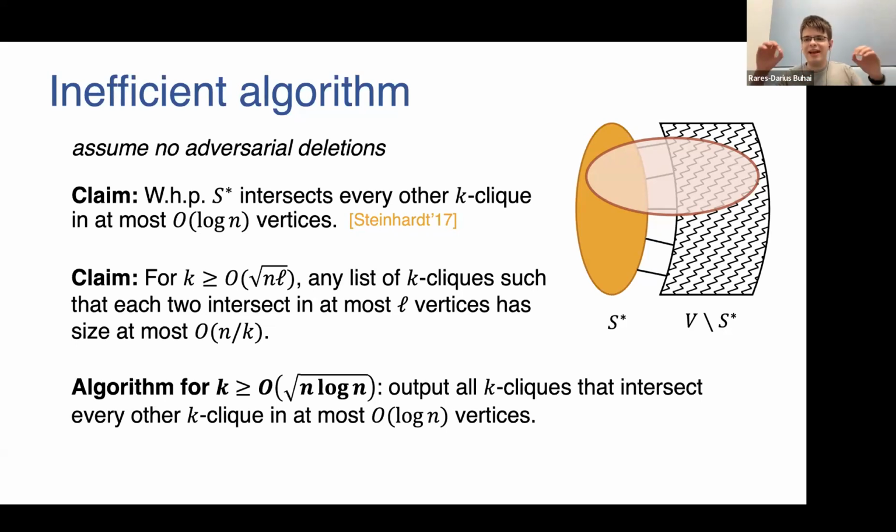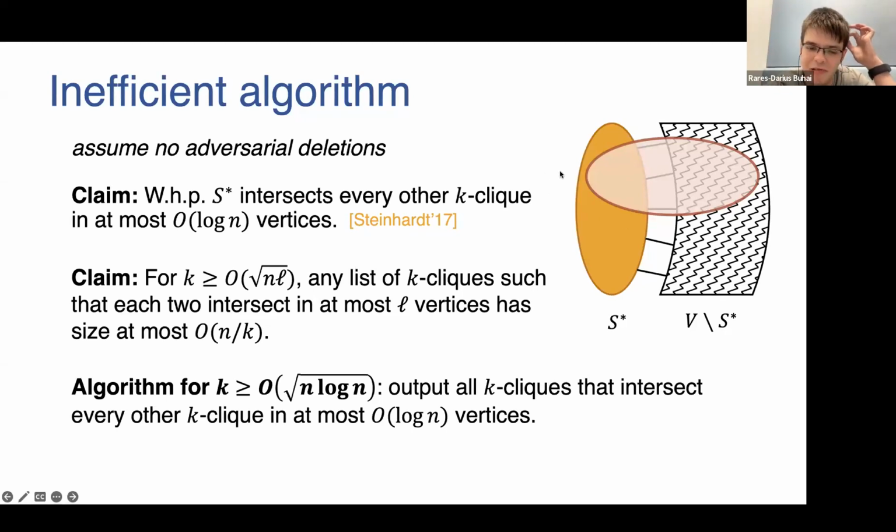And we know that everything that we output, all the cliques that we output, will have intersection at most log n between themselves by the definition of what we output. So then by the second claim, when k is at least root n log n, the algorithm will output at most n over k k-cliques. So this is an inefficient but correct algorithm for this problem.